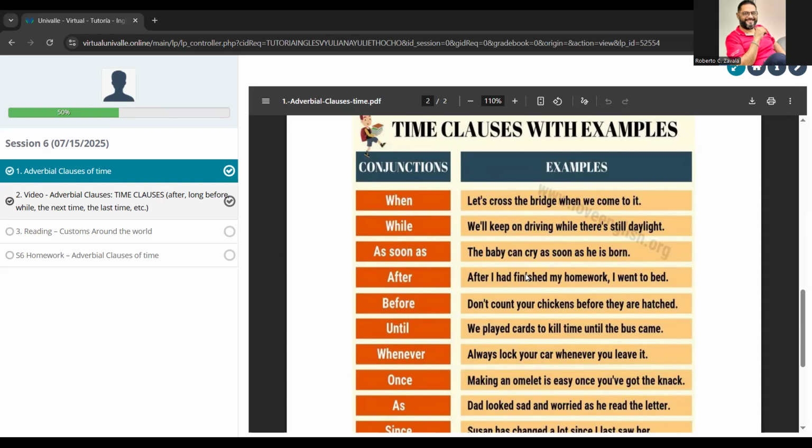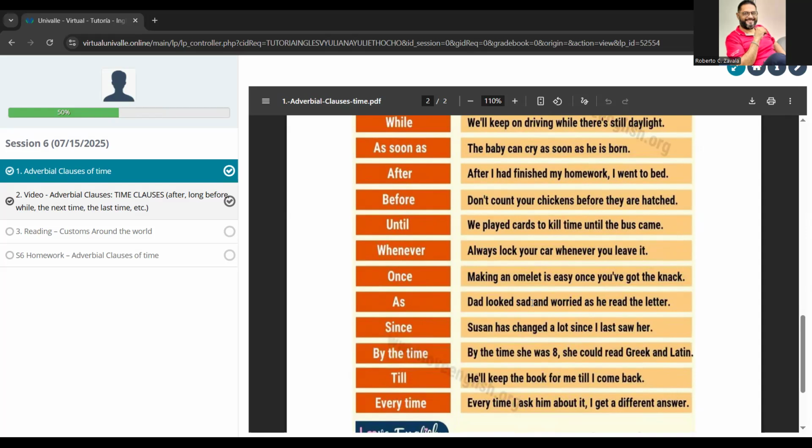Whenever. Always lock your car whenever you leave it. Once. Making an omelet is easy once you've got the knack. As. Dad looked sad and worried as he read the letter. Since. Susan has changed a lot since I last saw her. And by the time she was 8, she could read Greek and Latin. Till. They'll keep the book for me till I come back. Every time I ask him about it, I get a different answer.